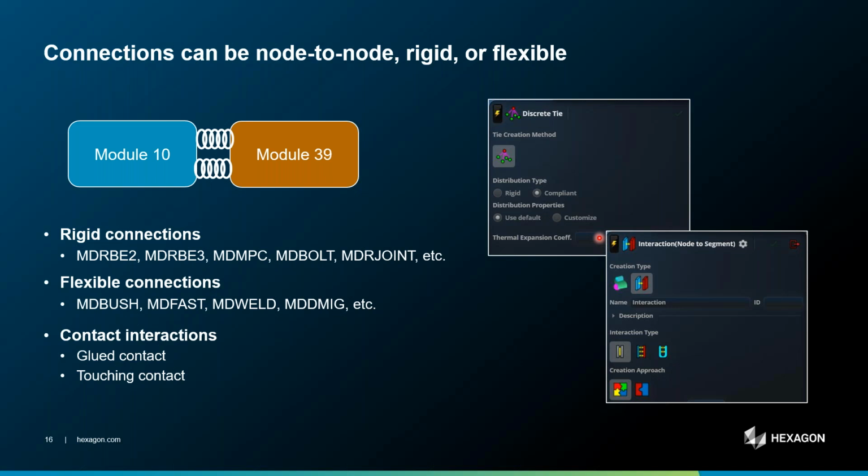Even included in the connections would be contact interactions. So I can have glued contact between modules as well as touching contact. Imagine that I've got a bolt pattern, and I can have a bolt that is a module, and I can instance it within the pattern, and I can include touching or glued contact between my bolt and the things that it is connecting.